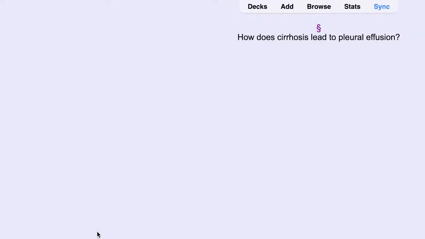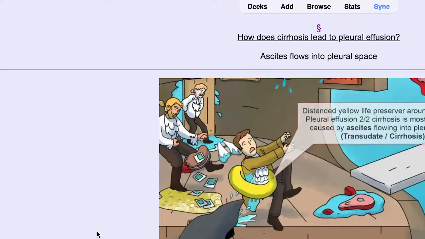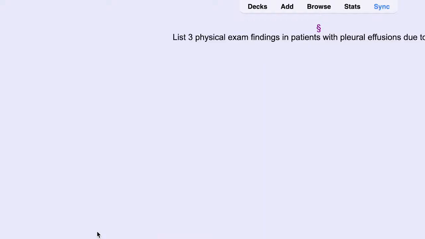All right. How does it lead to pleural effusion in cirrhosis? Didn't I just do this? Ascites allows it. Yeah, that's how it happens. All right, name three physical exam findings in patients with pleural effusion due to cirrhosis.